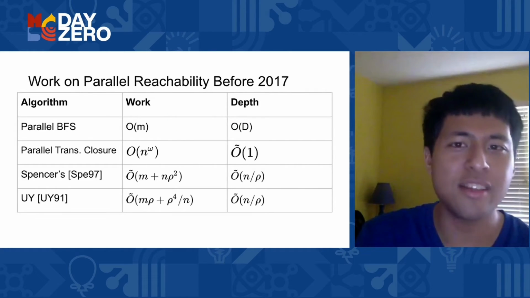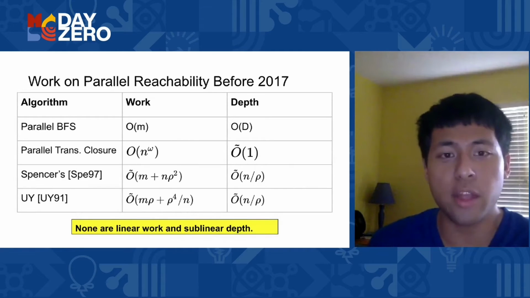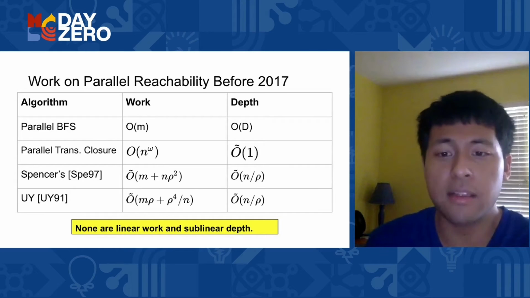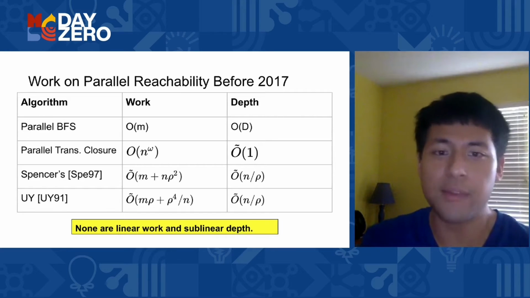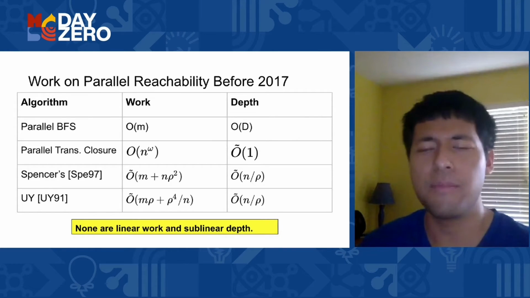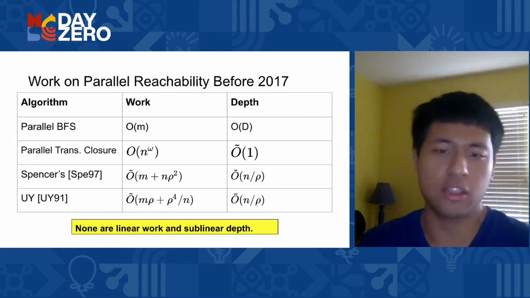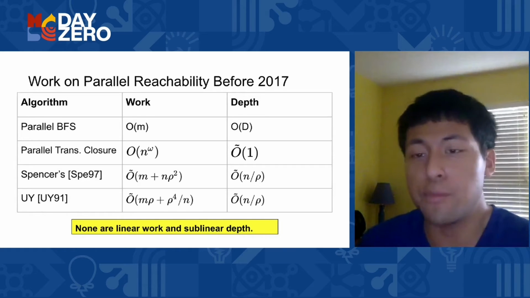The important thing to notice about these results is that none of them show that you can do parallel reachability in linear work, basically the amount of work that simple BFS needs, but with sublinear depth, as in depth substantially less than n. In particular, imagine that the graph is a path of length n. Then the parallel BFS algorithm takes n parallel depth, because I'm going to start at the front and BFS would just get one vertex at a time. So the depth would be n.